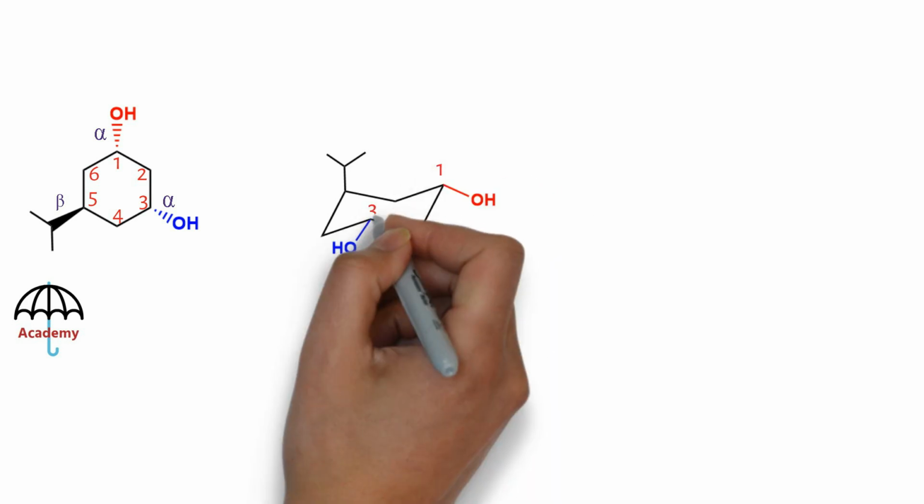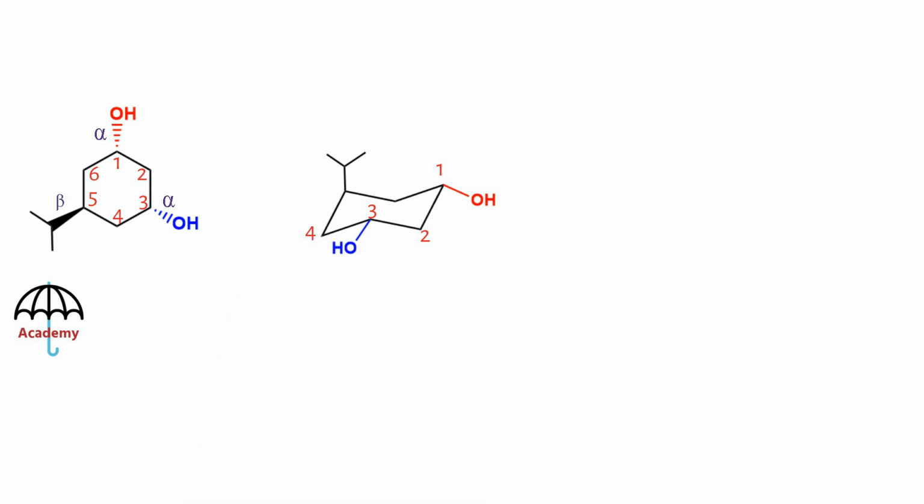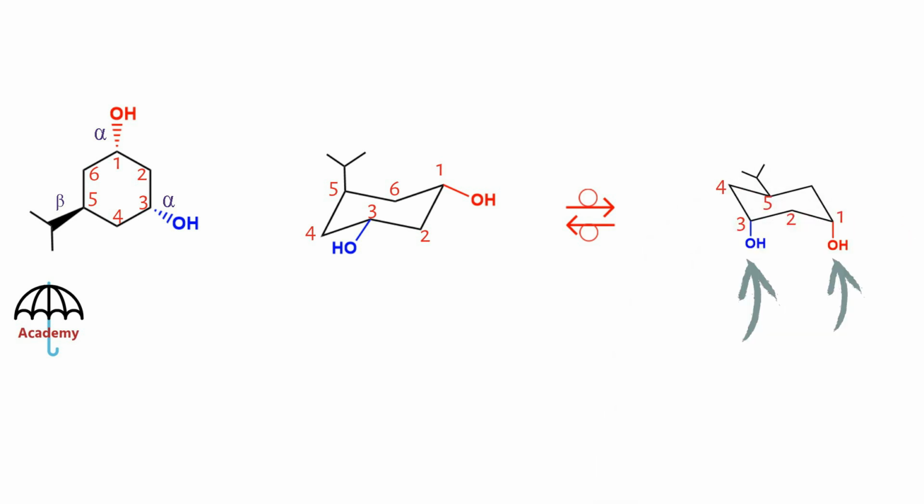The alpha-beta status of groups on different carbons is maintained in the chair form. A chair flip converts all axial groups to equatorial and vice versa. But all beta groups remain beta and all alpha groups remain alpha. Thus, hydroxyl at C1 and C3 are now axial but still alpha. Isopropyl at C5 is now equatorial but still beta. Mark this as conformer A and this as conformer B.